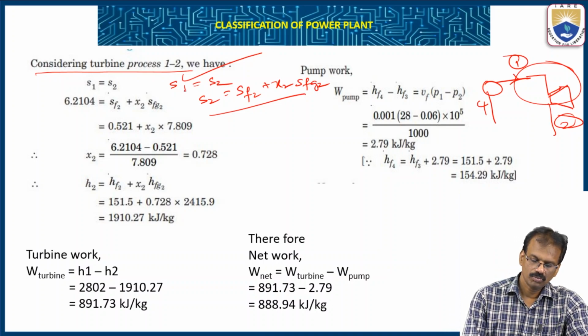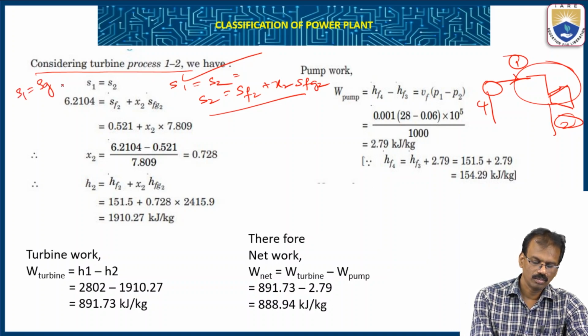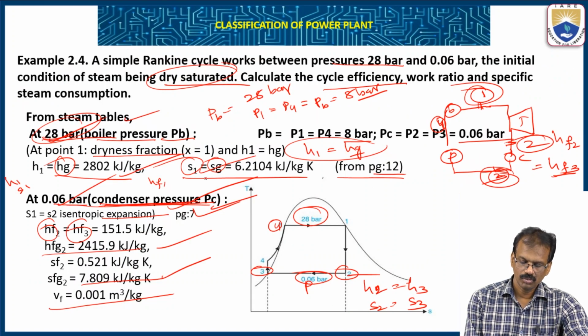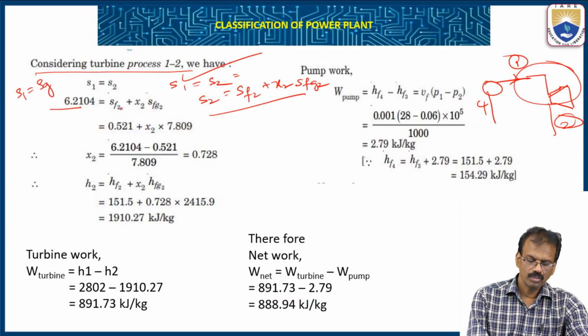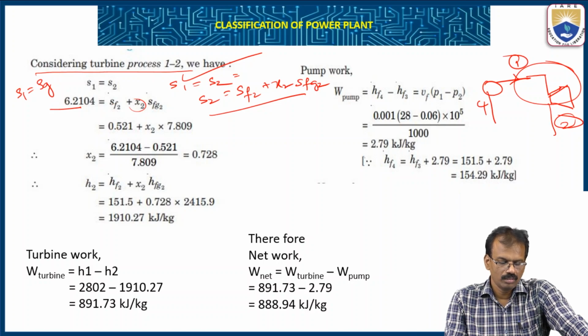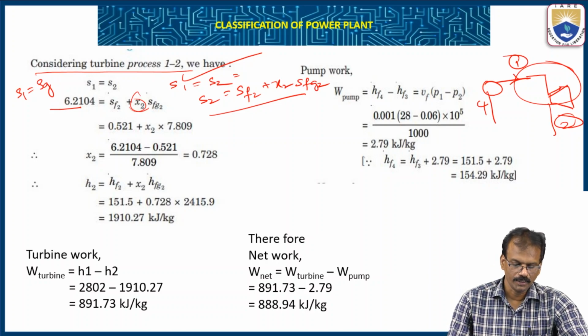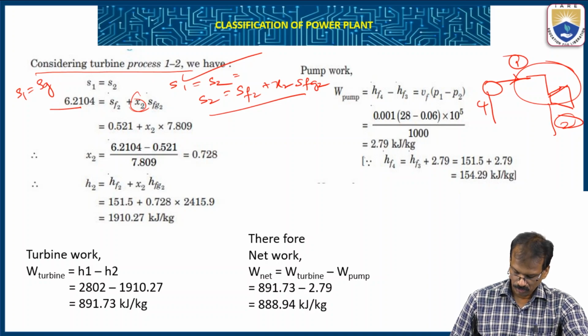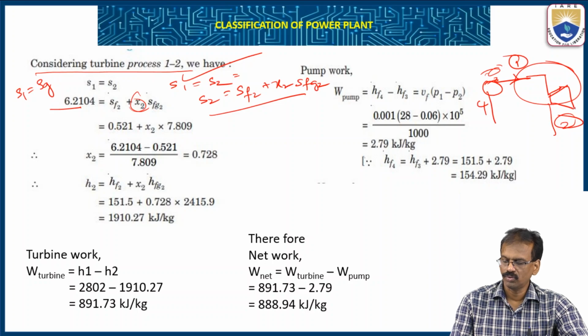So you know that S1 is equal to SG. In the last slide you can see S1 is equal to SG, that is 6.2104. So this value is equal to SF2 plus X2. X2 means the condition of fluid. We have to find this one. X2 should be calculated here. X1 value is given, that is the dry saturation condition, the condition for 4 to 1 in boiling condition. It was given. In 1 to 2, we have to consider this one.